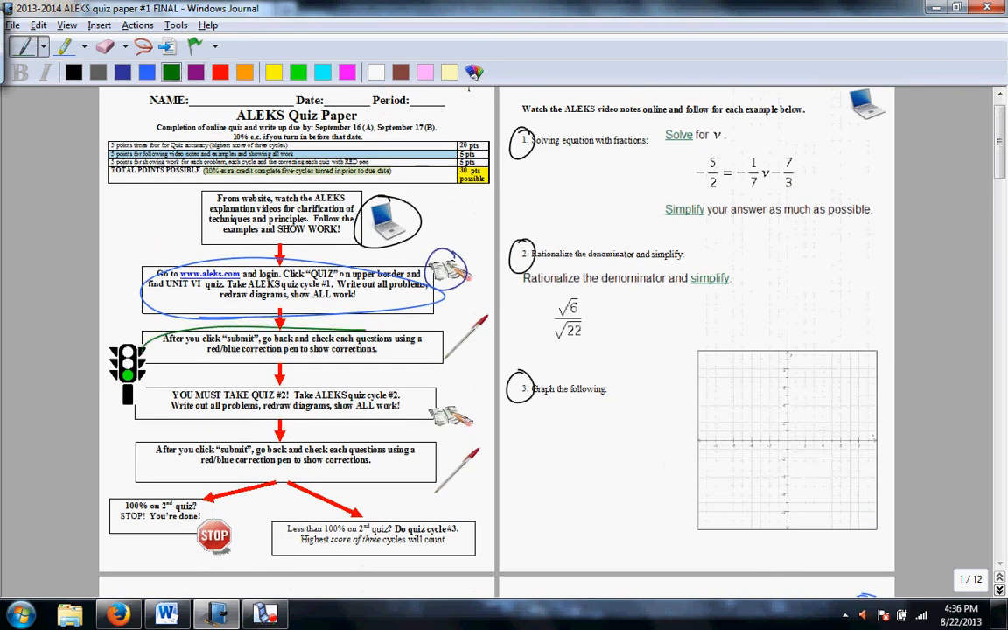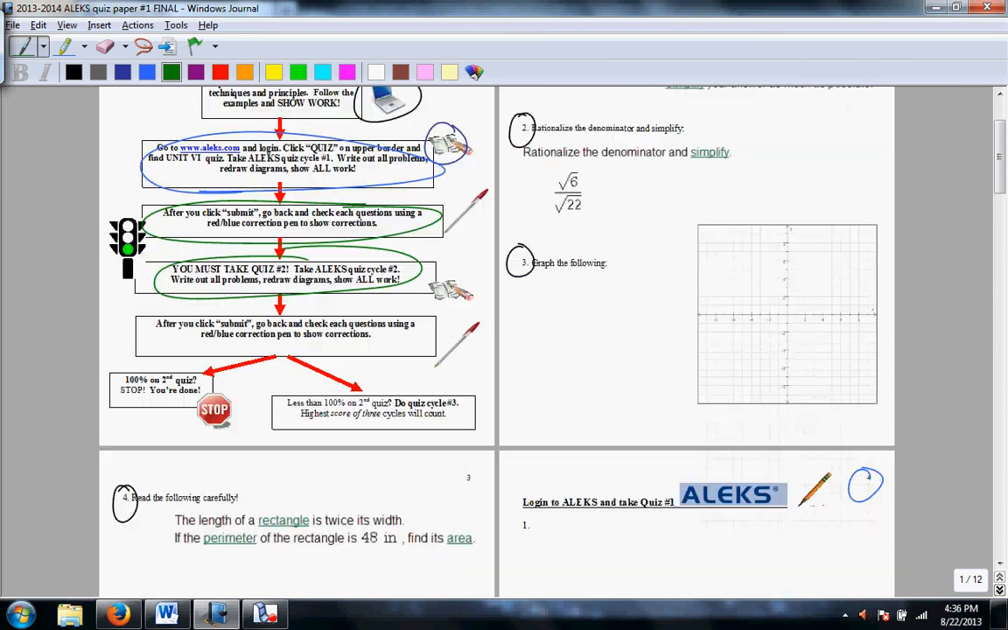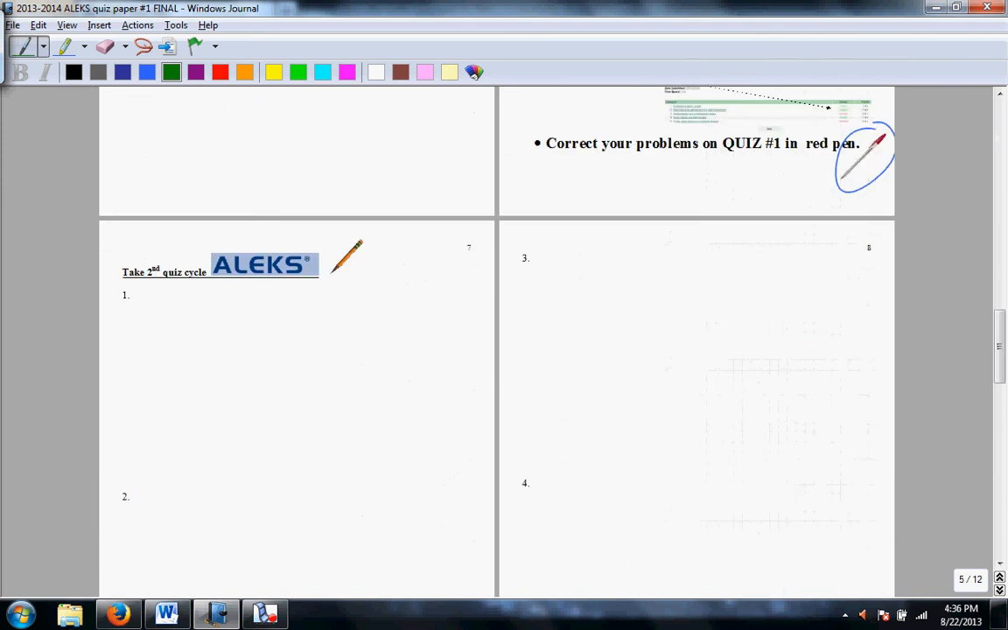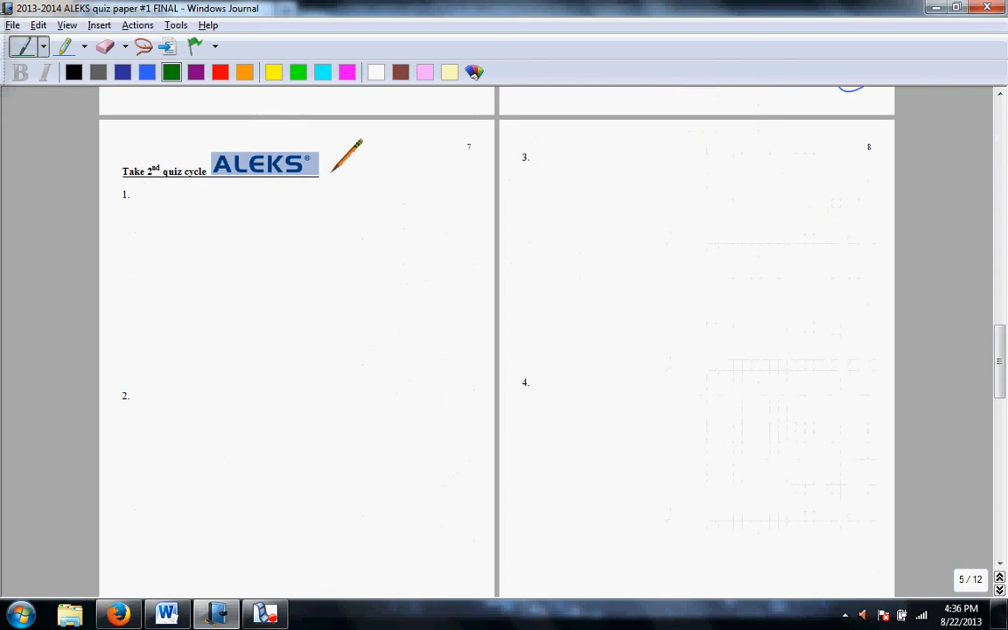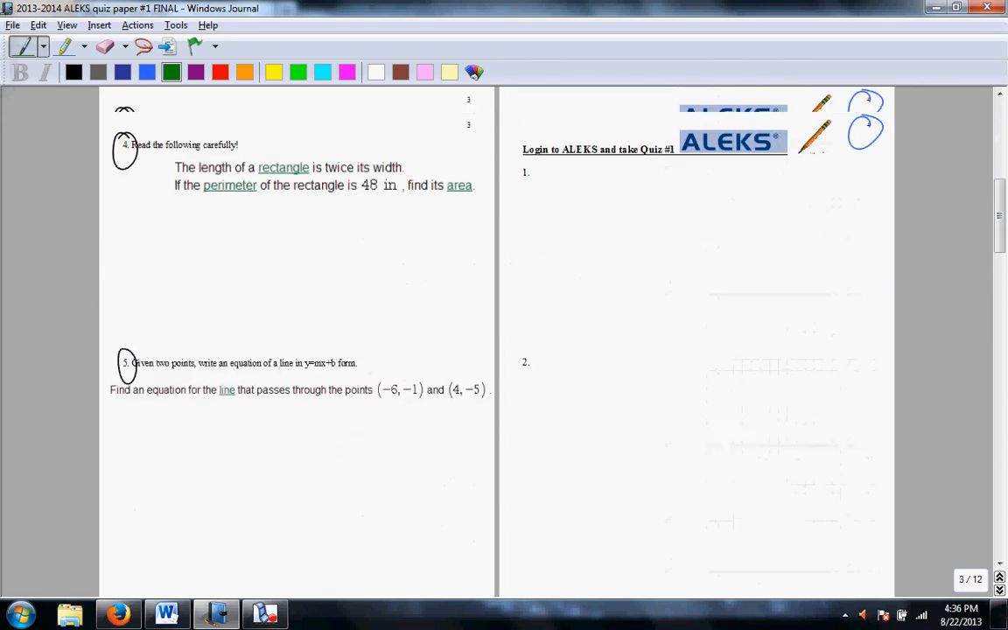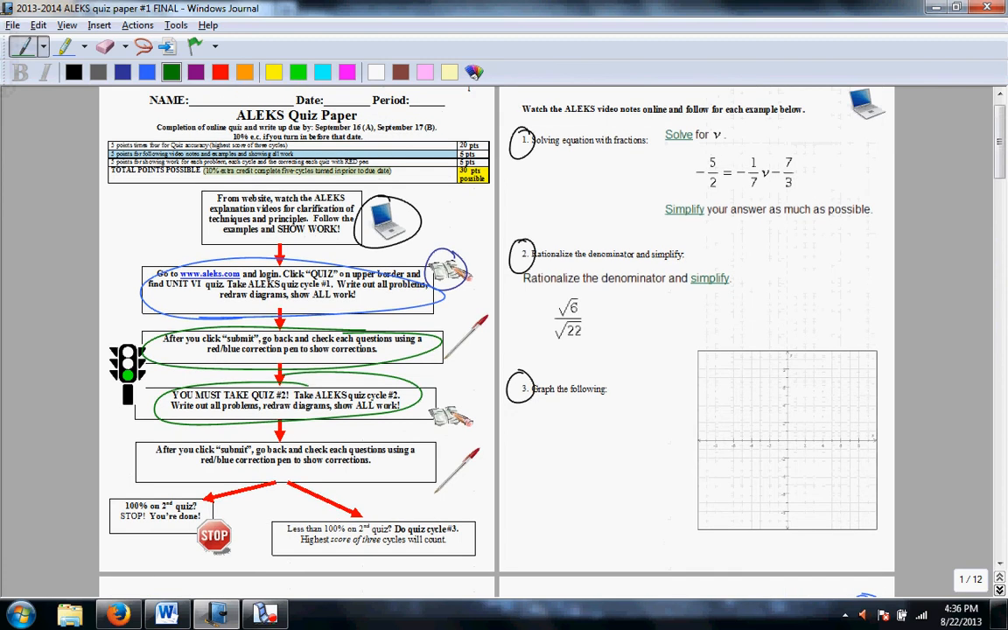So right here, you must take cycle number 2, even if you get 100% the first time. Then you go through cycle number 2. You do the quiz a second time. Here's where you're going to show your work for cycle number 2. Then you check your work for number 2.